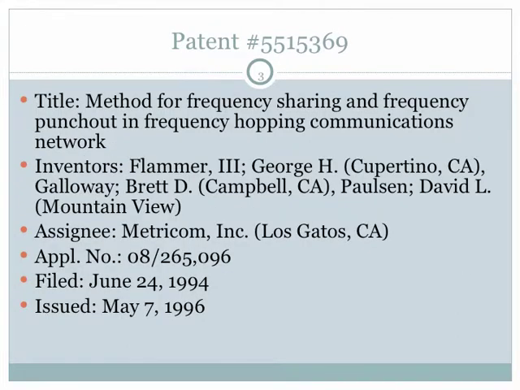So this patent has the number 5515369, and it is titled Method for Frequency Sharing and Frequency Punchout in Frequency Hopping Communications Network. Here is a list of the inventors, assignee, and the application number. What's interesting is that it was filed all the way back on June 24th, 1994, which to my knowledge is way before Bluetooth became available to the consumer market, and it was issued about 2 years later. I think that's about the average time it takes for a patent to be processed and issued.